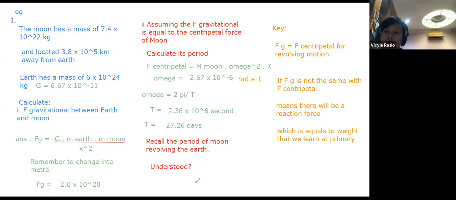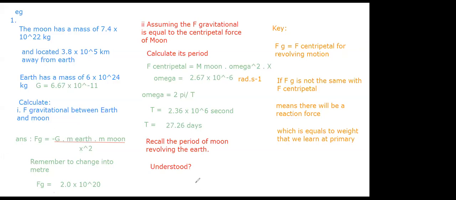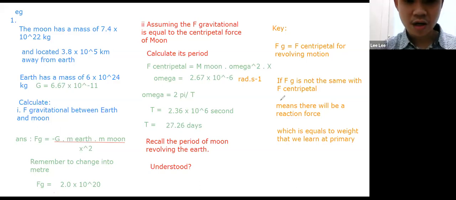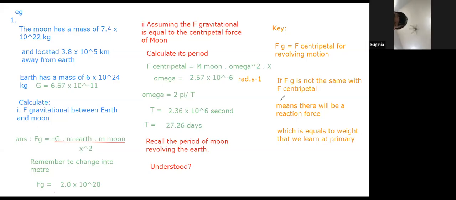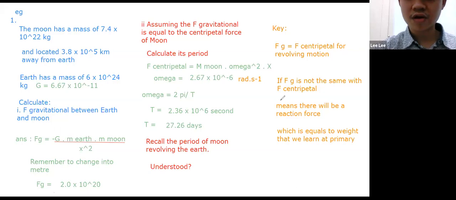FG is not the same as the F centripetal. Which one, Mita? The FG one, sir. The Fg is the gravitational force between Earth and Moon. So the G is 6.67 times 10 to the power negative 11. And then we use the mass of Earth and the mass of Moon and divide by the separation squared, which is 3.85 times 10 to the power 5 kilometer, but must change to meter.